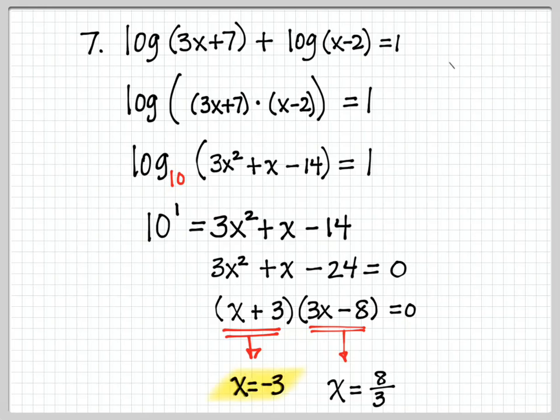The x equals negative 3 would give us a negative argument. If you placed it back up in here, you're going to get negative 5, and you can't have a negative argument. This would also be a negative 2 when you plugged it in here. And so you can't use x equals negative 3. It's extraneous. The only solution is x equals 8/3.